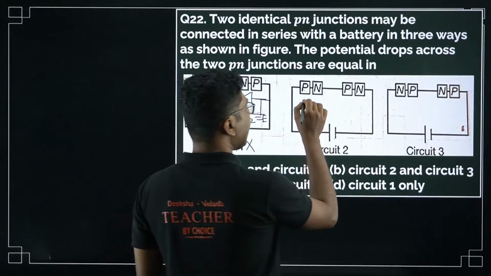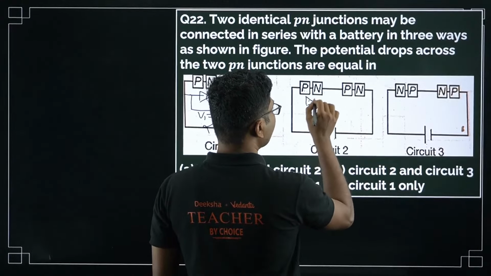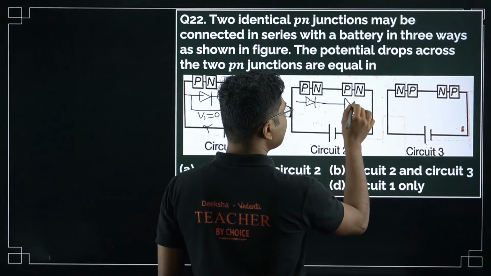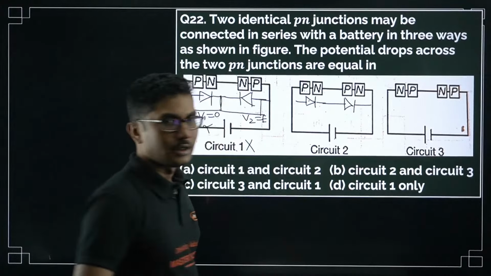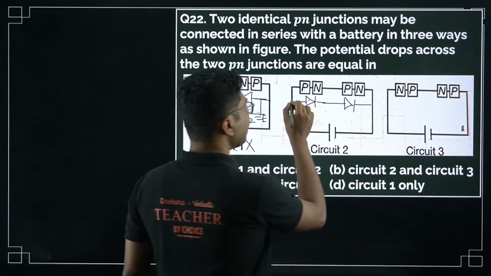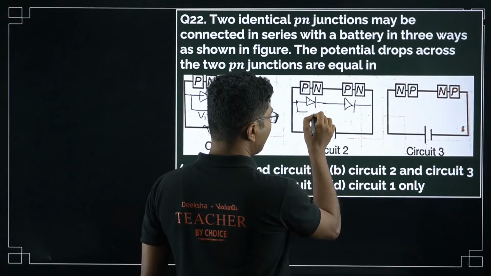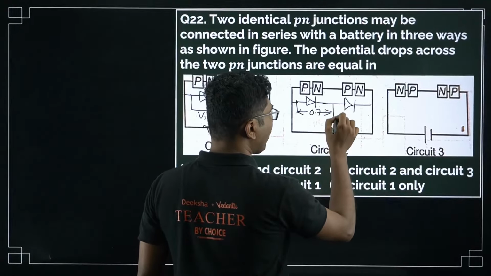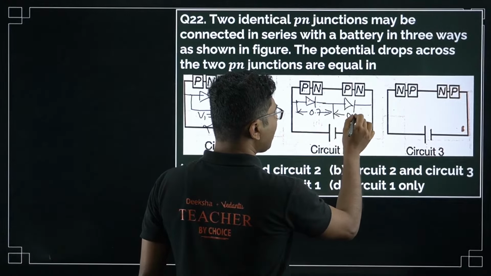Now in this case, both diodes are forward biased. This is also PN, this is also PN. So the voltage across each will be the cut-in voltage, almost 0.7 for silicon, for example. It can be 0.1 or 0.7, I am assuming 0.7.